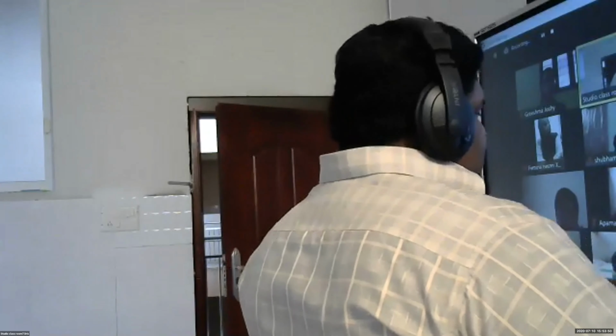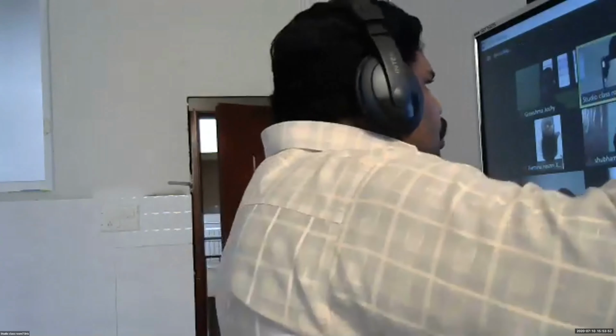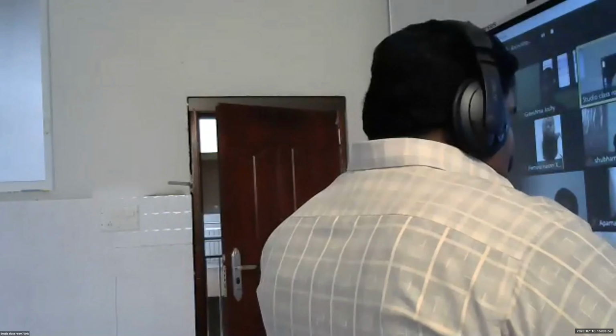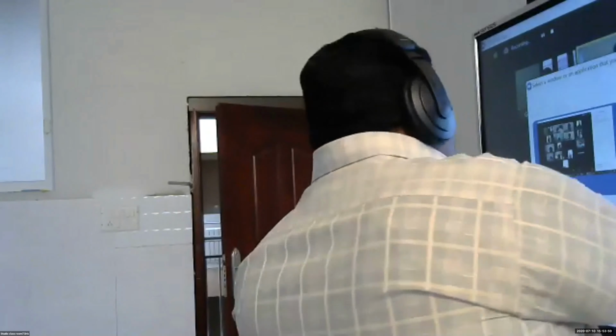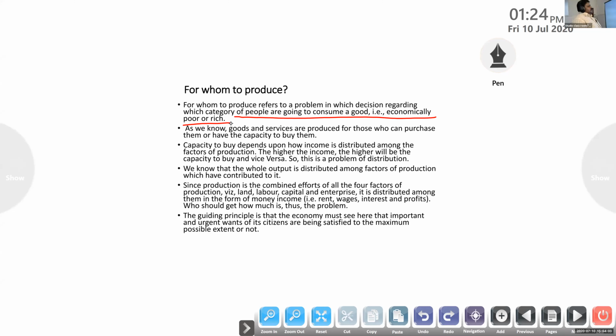So the third question is related with that. For whom to produce? Want to produce for the rich people or want to produce for the poor people? Clear? So related with this question, one more thing is there. What is that? Quality of the product also will vary. Differences are there in the quality of the product.